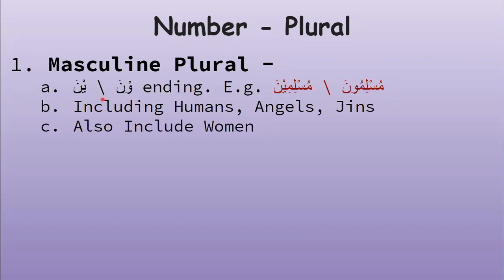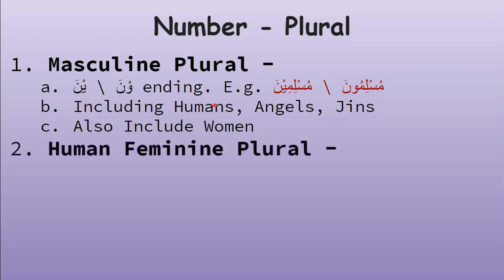Also, masculine plural is only used for those who have life. Masculine plural can never be used for any object or any idea. It can only be used for those who have a nafs, like life inside them. It is never used for non-living objects, ideas, anything else, not even places. So this is masculine plural, una and ina ending.